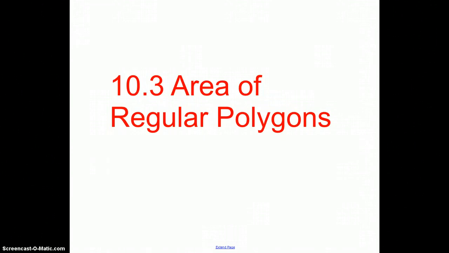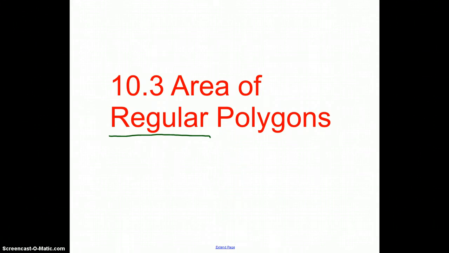Today in geometry, we're going to be focused on the area of regular polygons. So first of all, a regular polygon is a polygon that has all sides being the same length and all interior angles being the same measurement. We're going to talk about how to follow that and how to actually use the formula.